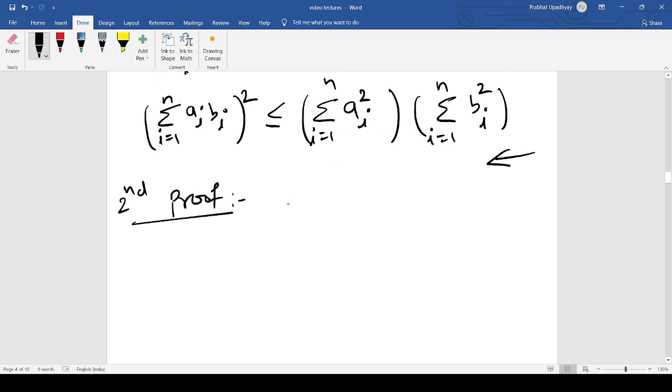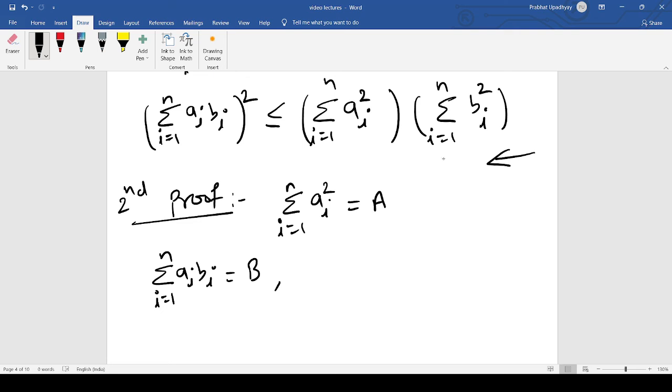If you see, here you have summation ai square, i running from 1 to n. I will call it capital A. Then here you can see you have one term, summation ai bi, i running from 1 to n. I will call this as B. Then one more term is involved, that is summation bi square, i running from 1 to n. I will call this term capital C.